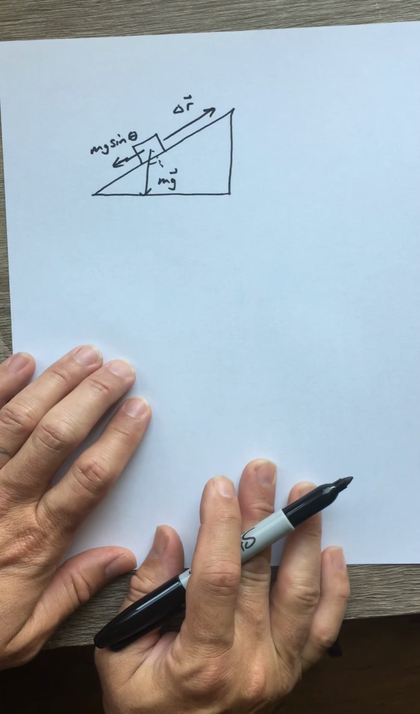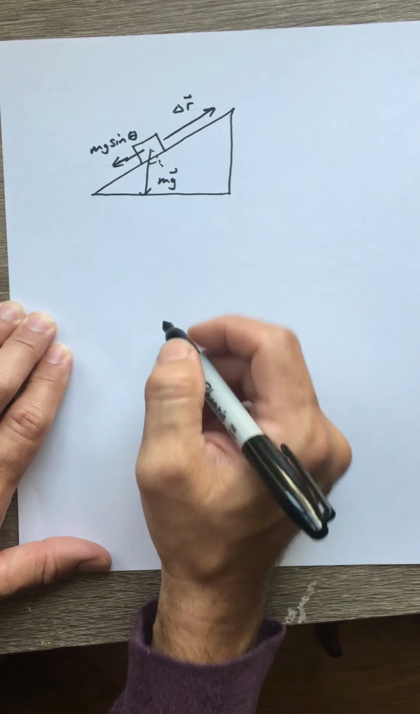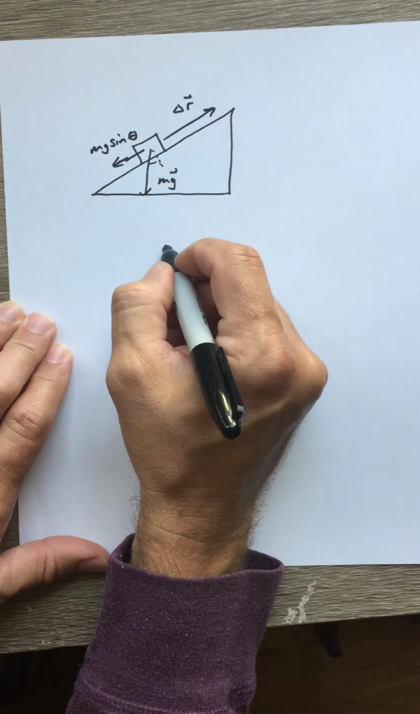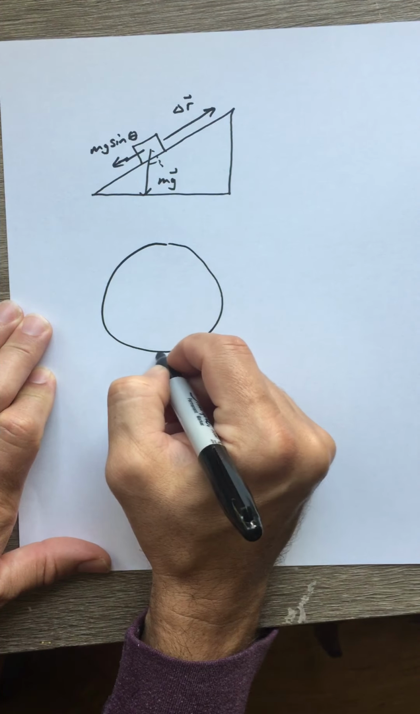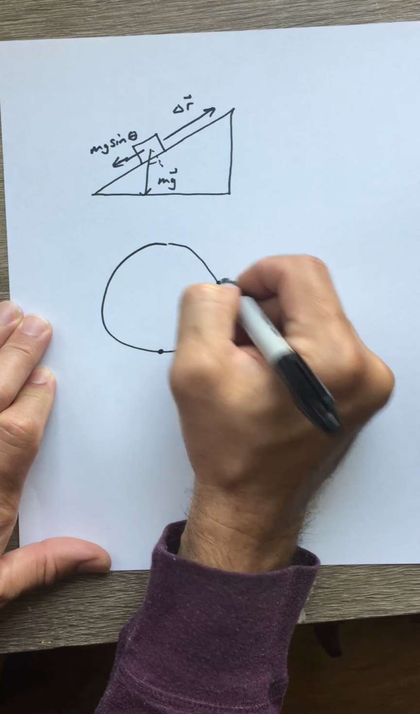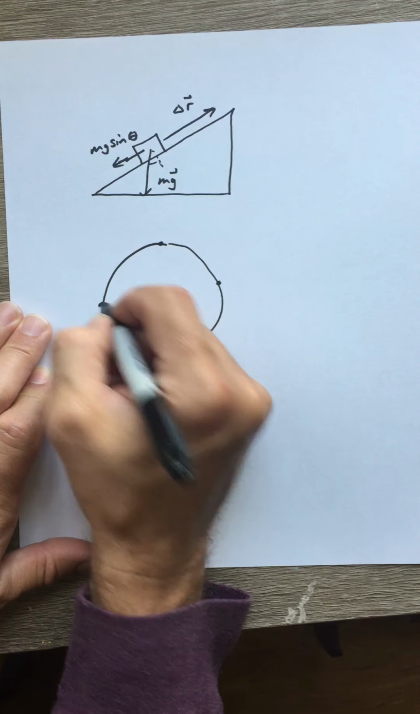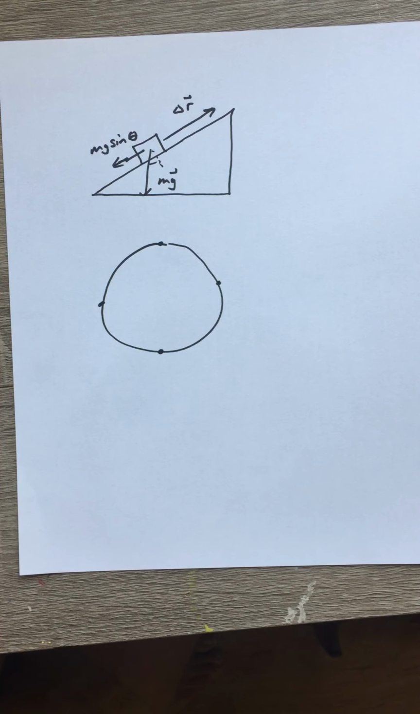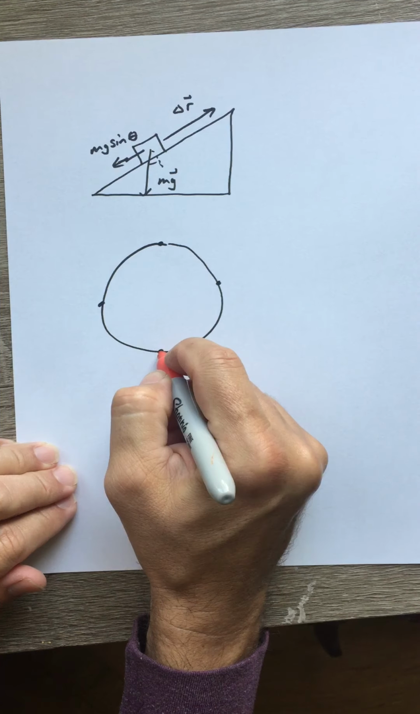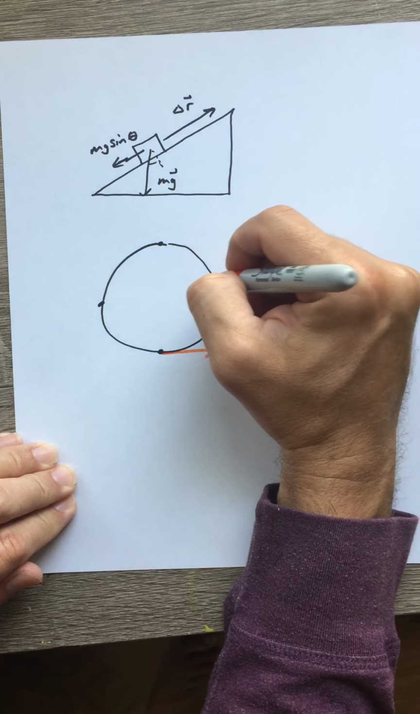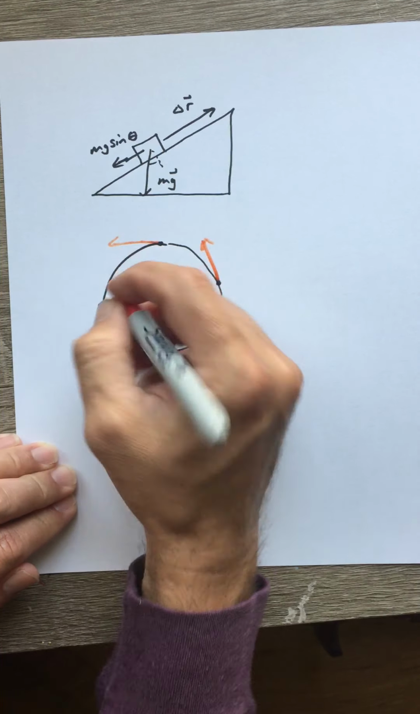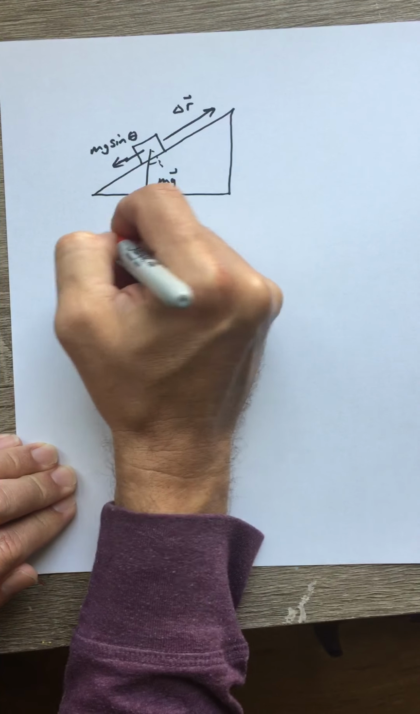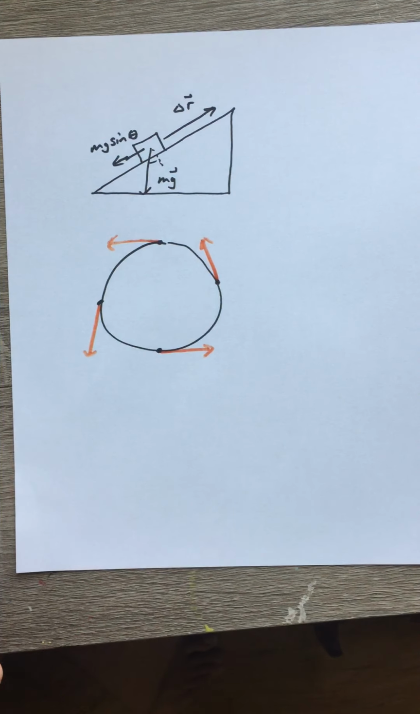This gets even more interesting when I have something moving, let's say, in a circle. So let's say I have something moving like this. And so I'm going to look at the point right here, and the point right here, and the point right here, and the point right here. So as this thing is moving, let me draw in the dr's. There's one dr. There's another dr. There's another dr. There's another dr. So this thing is moving in a circle. Well, let's look at gravity at every one of those places.